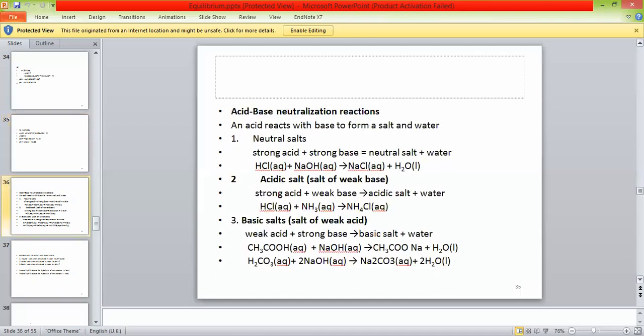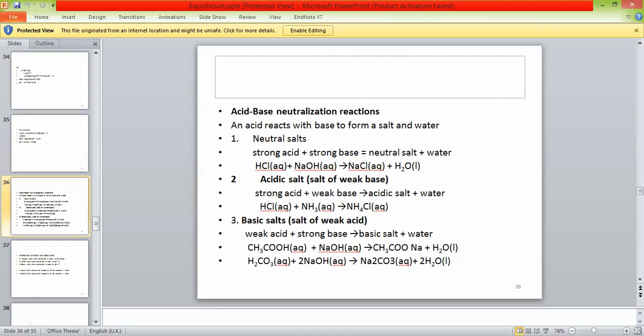And then where we are here, we have a neutral salt, and then we have an acidic salt. So an acidic salt is produced when a strong acid reacts with a weak base. Okay, so you're going to have an acidic salt plus water. An example, HCl, a strong acid, is reacting with ammonia, a weak base, to produce ammonium chloride. So this is an acidic salt.